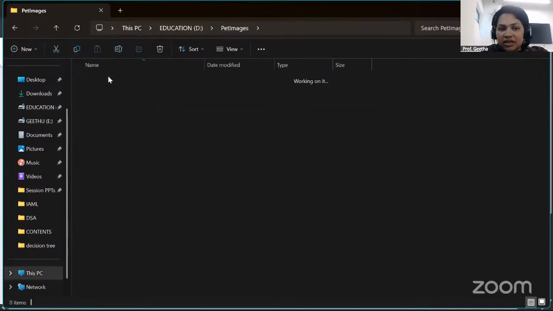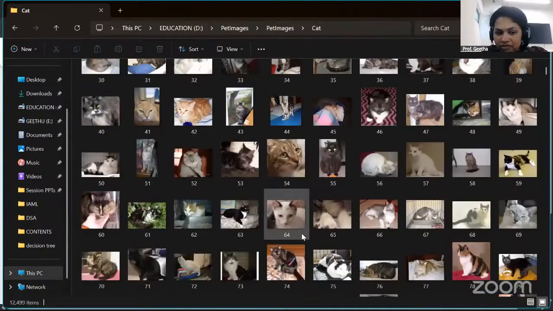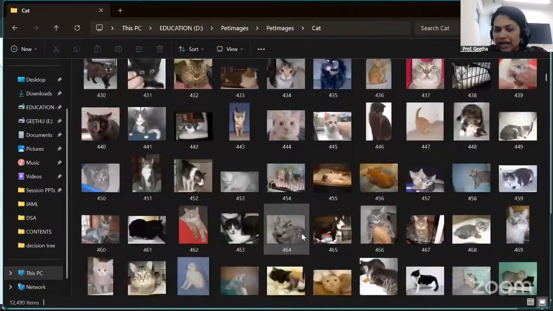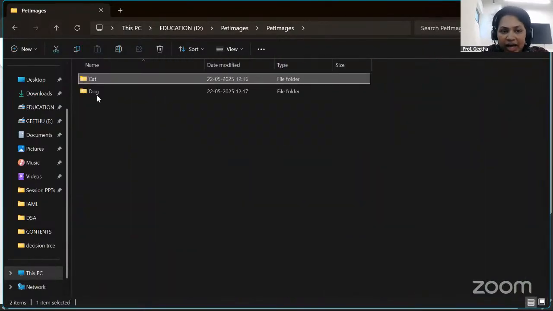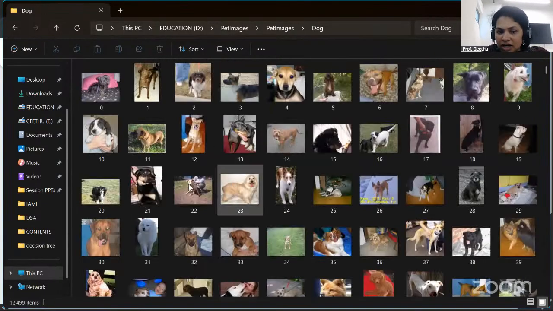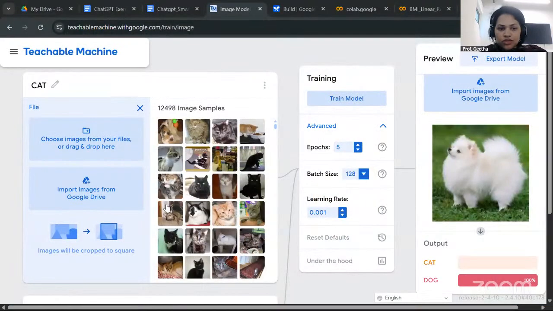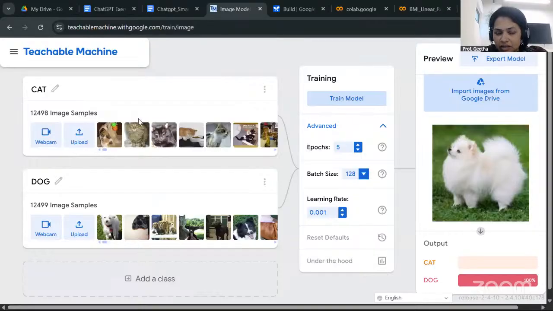So you can see here, I have already uploaded cat images, about 10,000 cat images. I have already downloaded them and uploaded them here. Similarly, I have dog images and I've uploaded them under the label dog. So this has 12,498 cat samples, and here it has 12,499 image samples. And here I'm going to train the model.